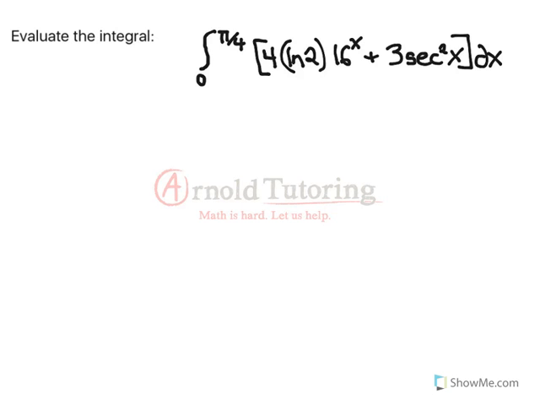So let's take a look at how we solve this. We have the integral from 0 to pi over 4. Remember, these are our limits here. So it tells us how far along the x-axis we want to find the area under this curve.